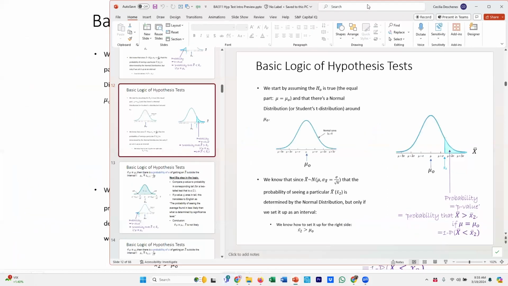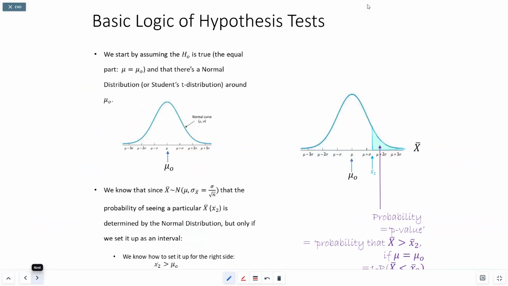So let me go back to the top hat presentation. Okay.